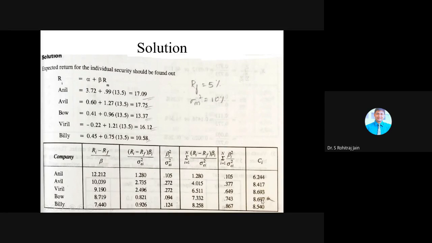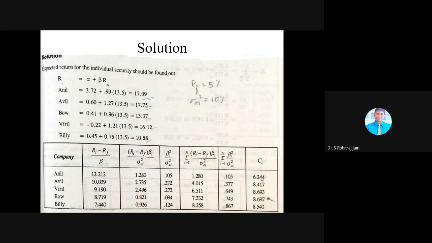So this is the highest value, or the cutoff point, that I'll be taking for this particular problem. In my portfolio, I am repeating once again, the cutoff point is 8.697, that is Bow. So I will not go further for Billy. Or some people even say that the highest value can be taken as the cutoff point.